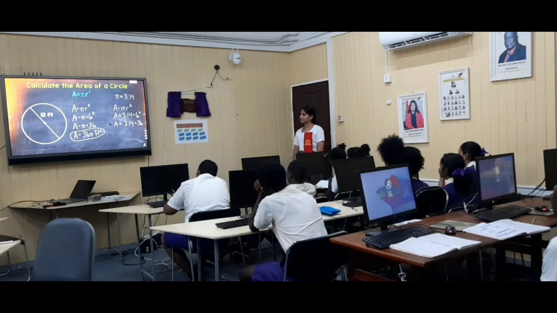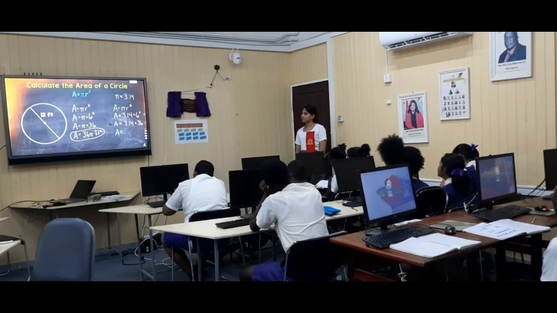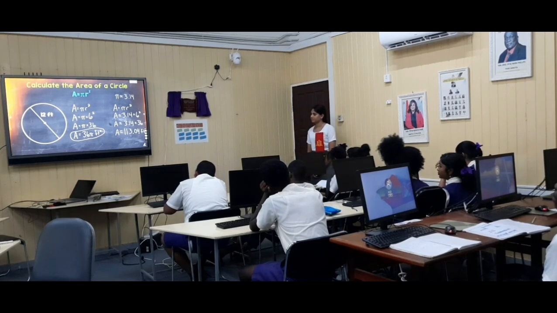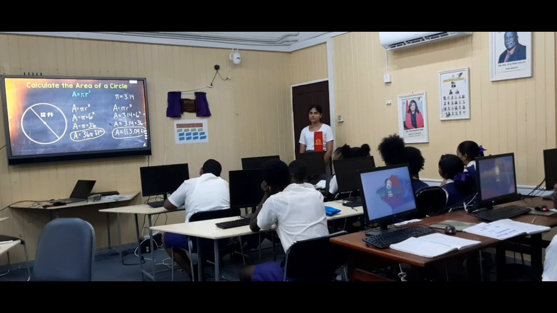Now let's multiply. So 3.14 times 36 gives us an approximate area of 113.04, and this is square feet. So that is an approximate area of that circle.